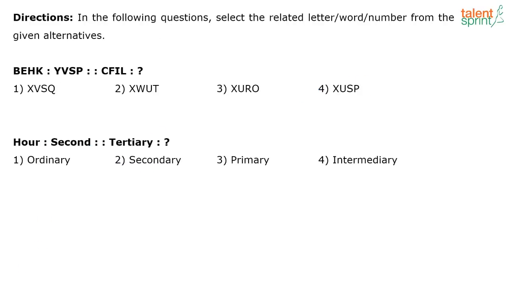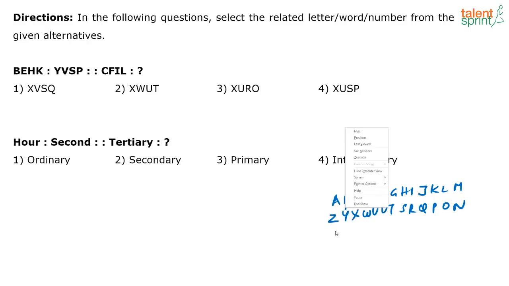Next one. In the following question, select the related letter or word or number from the given alternatives. BEHK is to YVSP as CFIL is to dash. So how have they written here? Tell me the answer for the first one. See, if you arrange the alphabet letters like this, opposite to B is Y, correct? From the beginning, B is position second. From the end, Y is position second. So I can say opposite to B is letter Y, correct? So for B, they have used Y.